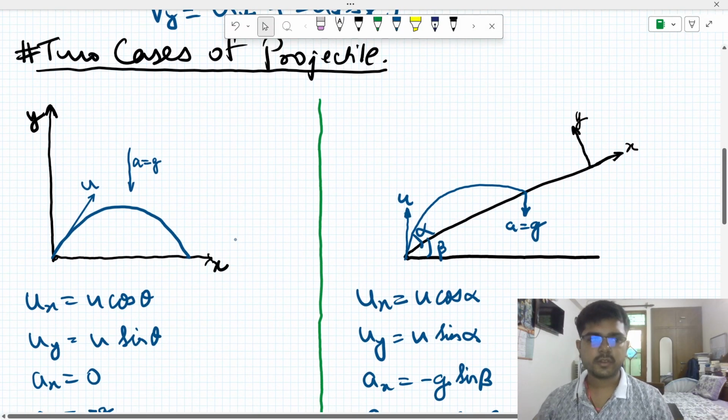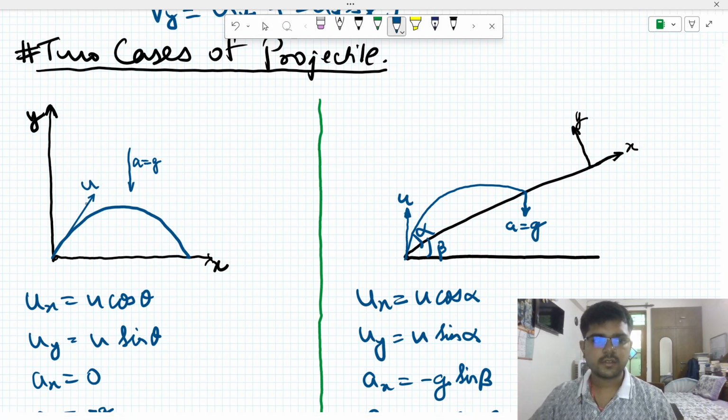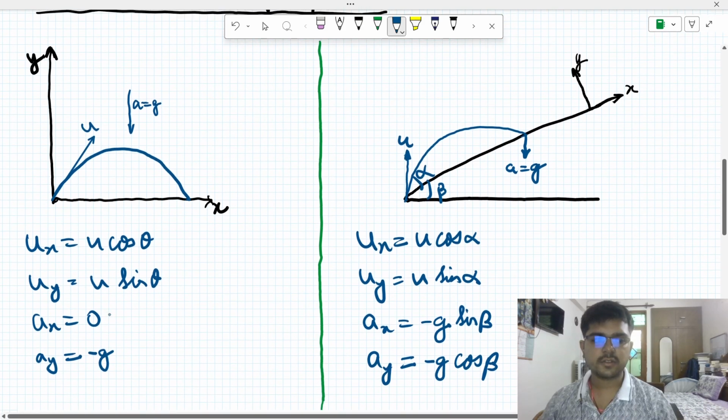Two cases of projectile are a simply thrown projectile, in which ux is equal to u cos theta and uy is equal to u sin theta, and ax is equal to 0 and ay is equal to minus g.